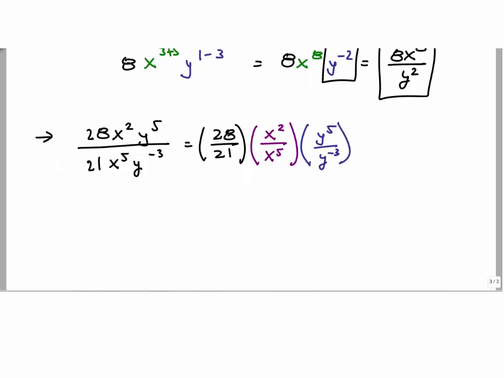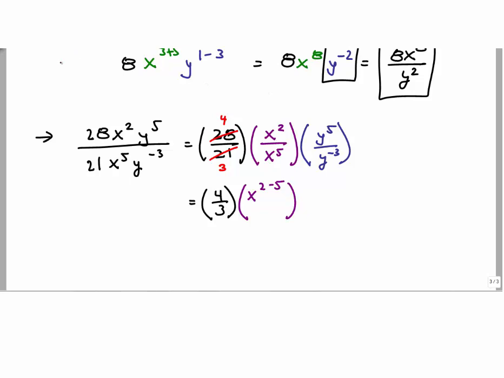Now 28 over 21 doesn't look like much, but these are both divisible by 7. So 7 goes into 28 4 times, 7 goes into 21 3 times. So for this first one, I'm left with 4/3. Now for my next one, remember, when you divide like bases, you subtract exponents. So this 5, I would flip up top, and it becomes a minus 5.